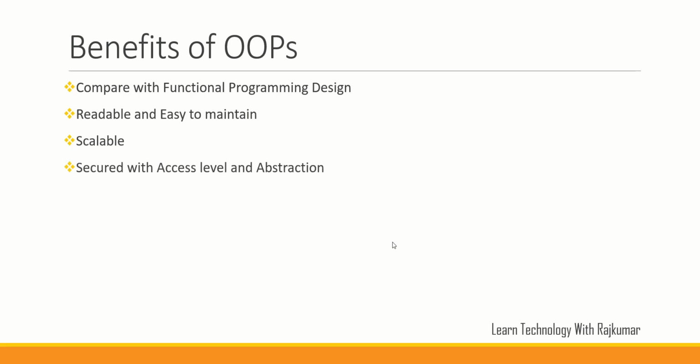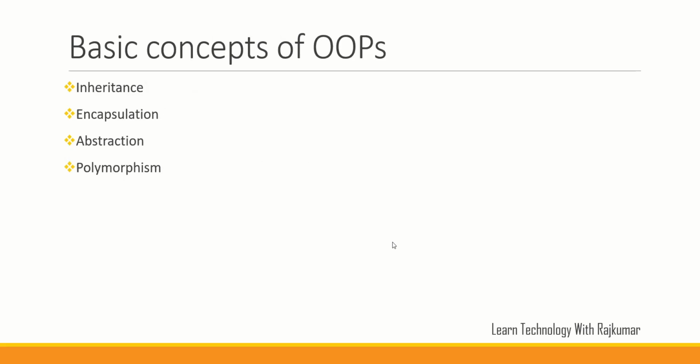Okay, with many OOPS concepts available, like abstraction and encapsulation, we are able to secure the data that we have. So these are the benefits which we have in OOPS. There are many concepts object-oriented programming has, and these are a few among them: inheritance, encapsulation, abstraction, and polymorphism. Similarly we have many concepts available in OOPS, and we will see the inheritance, encapsulation, abstraction, and polymorphism in detail in the upcoming sessions.